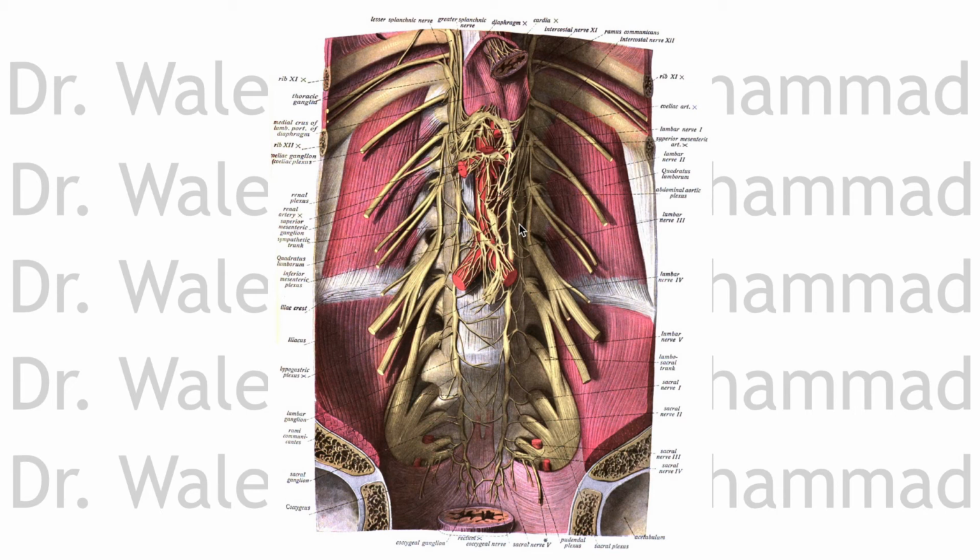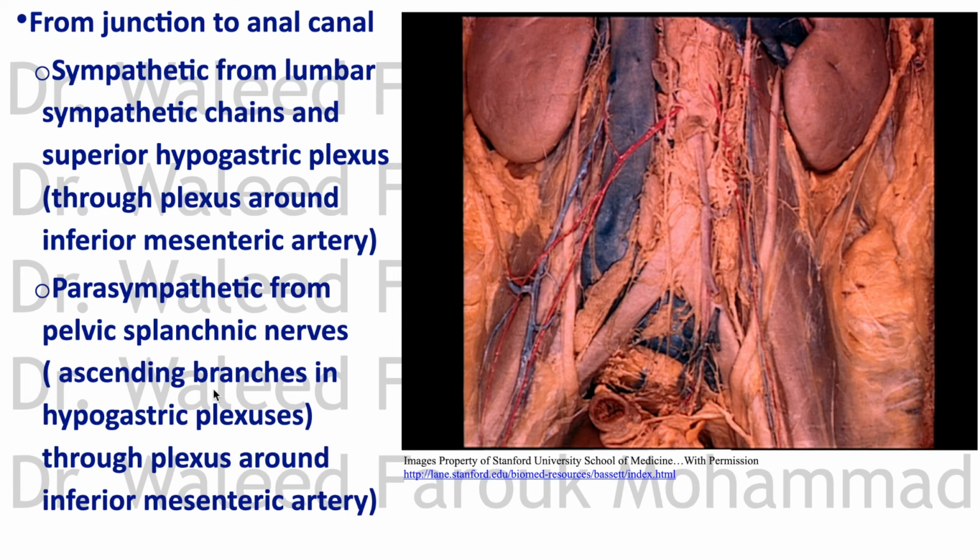From the left colic flexure down, it's supplied by parasympathetic by the pelvic splanchnic nerves. And the sympathetic comes from the lumbar splanchnic nerves that go to the superior hypogastric plexus and are distributed with the plexus around the inferior mesenteric artery.